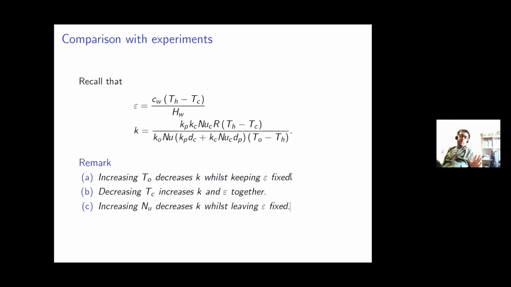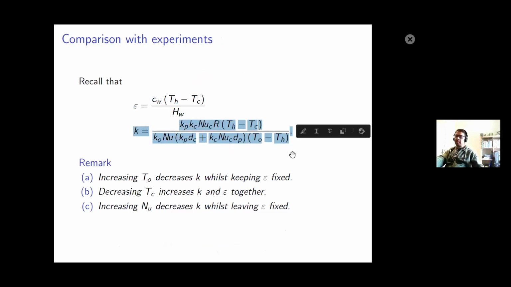So this is the last bit, which is comparison with experiments. Recall that we have two physical constants in our mathematical model: epsilon and k. For the remaining discussion, I'm just going to fix epsilon to be constant and just consider variations in k.